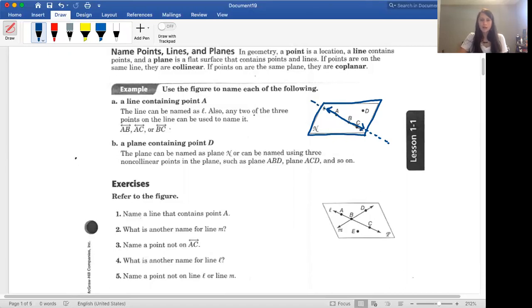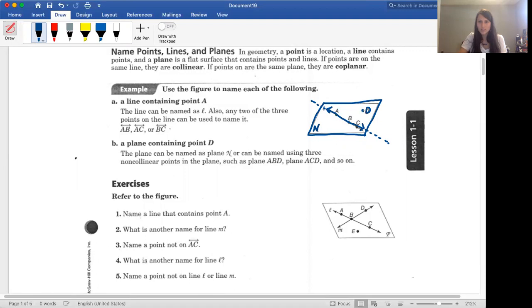So a lot of times we'll name our plane with a capital letter, and we'll just write that on the side. So the name of this plane is plane N. And then our line, we're going to use 2 points on our line to name it. So a point is just one location, one dot.